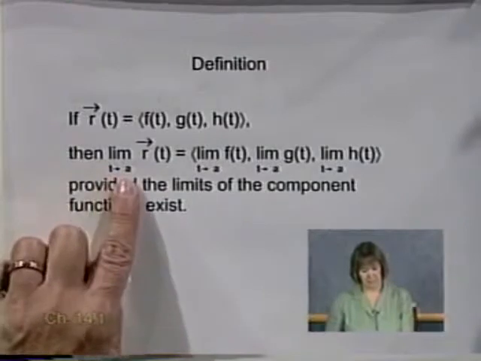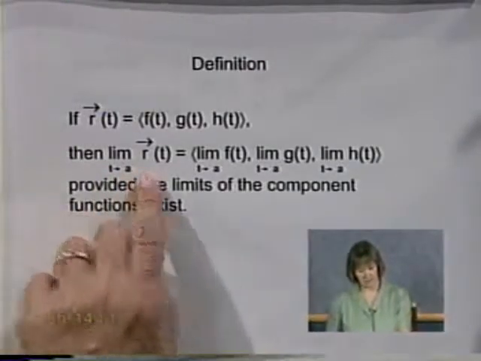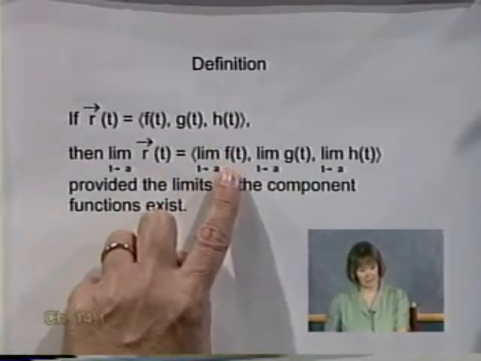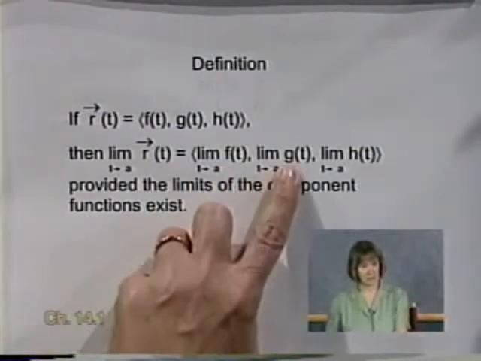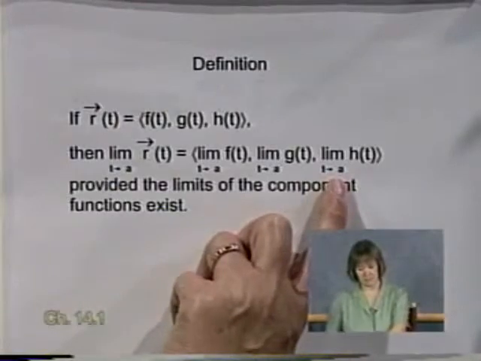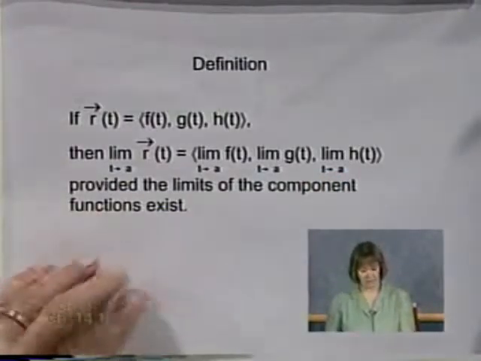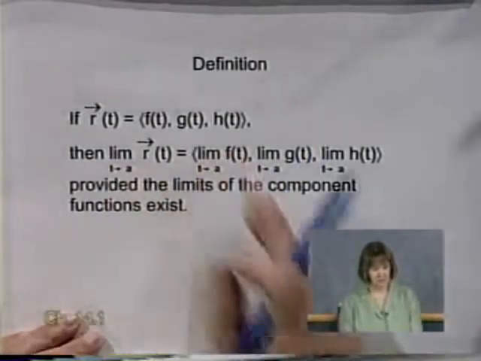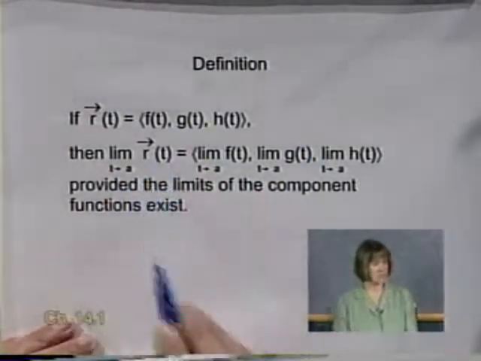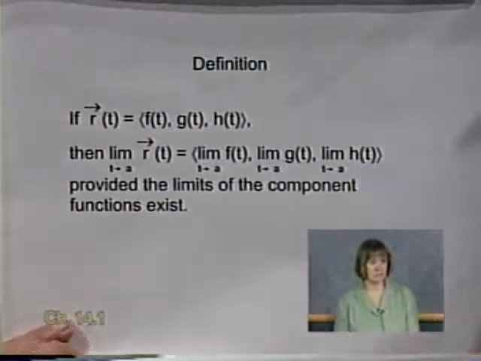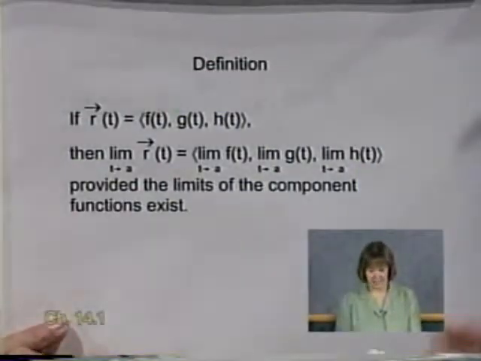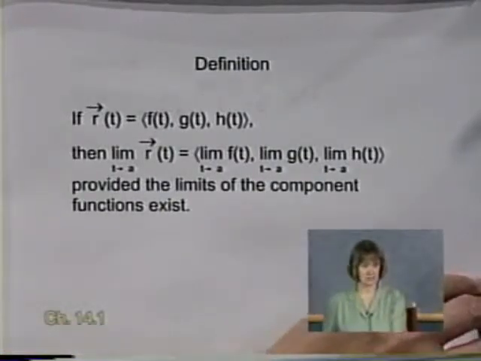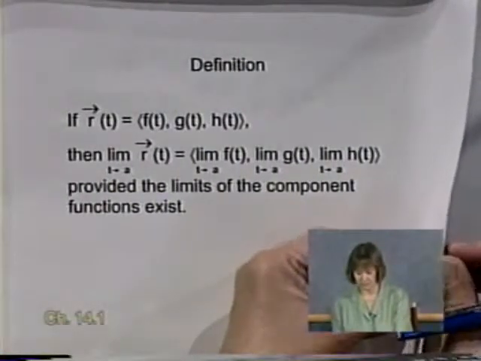It says the limit as t approaches a of r of t is equal to the limit as t approaches a of f of t, comma, the limit as t approaches a of g of t, comma, the limit as t approaches a of h of t, provided the limits of the component functions exist. So all you're doing is if you have a vector valued function, you're taking the limit as t approaches a, you just take the limit of each of the pieces separately. That's all you do. And if one of those limits does not exist, then the limit for the vector valued function does not exist.